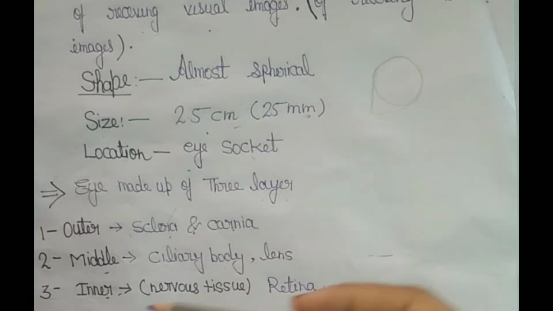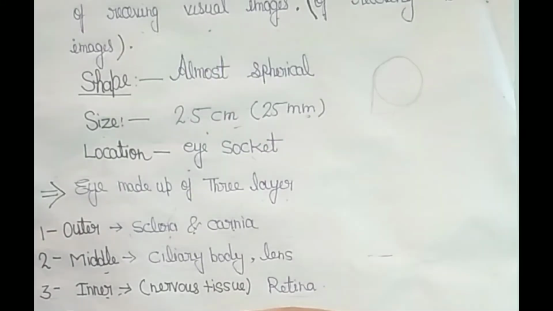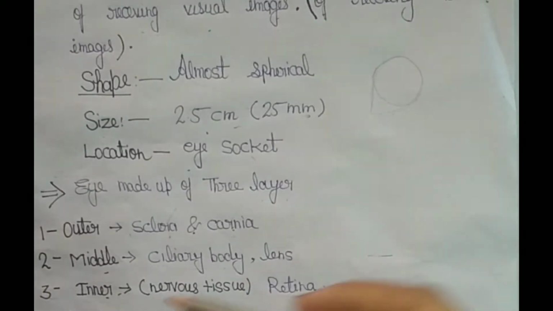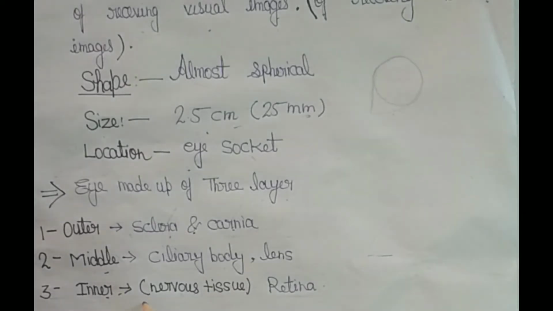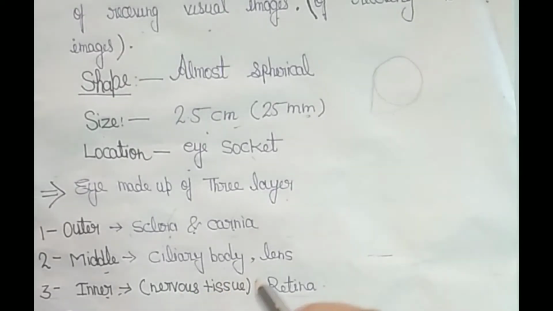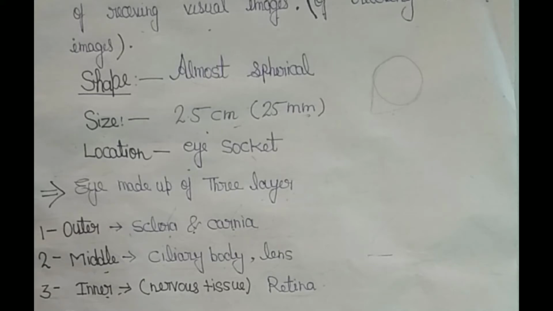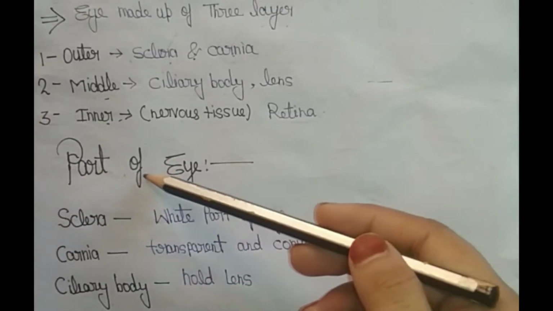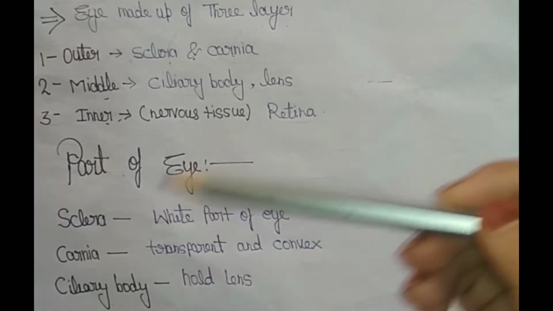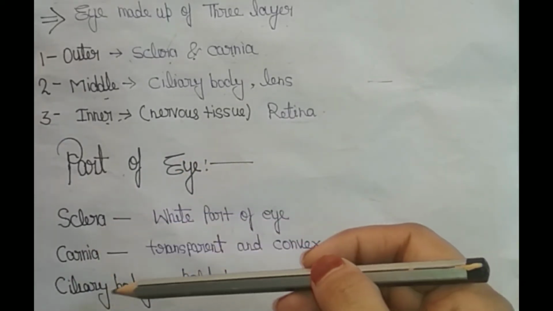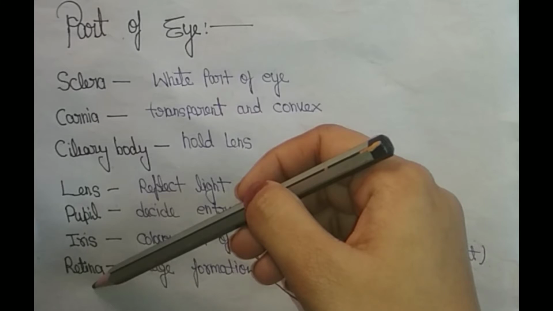Then we discuss the inner layer, where the retina is found, and it is also called nervous tissue because nerve cells are found in it. The last topic is the parts of the eye. The eye has several parts, for example sclera, cornea, ciliary body, lens, pupil, iris and retina.